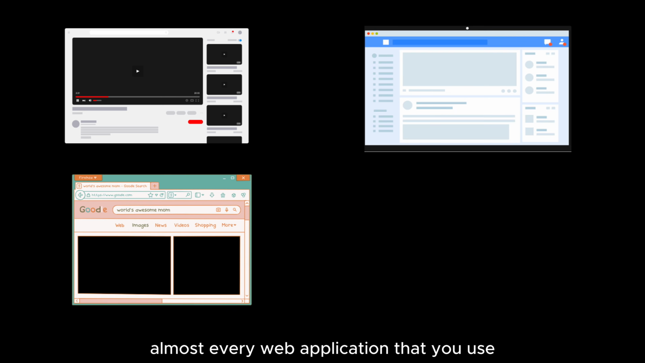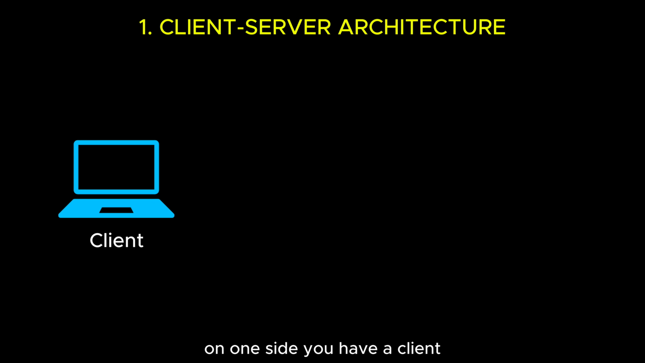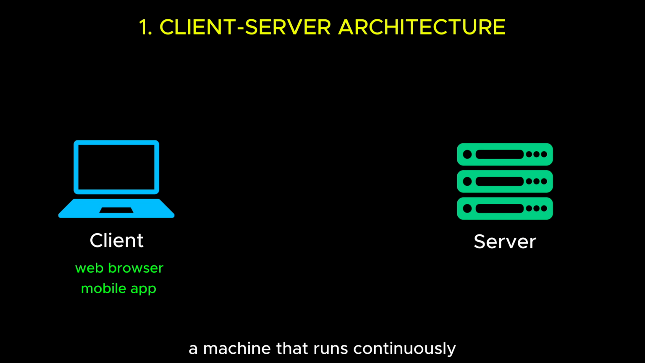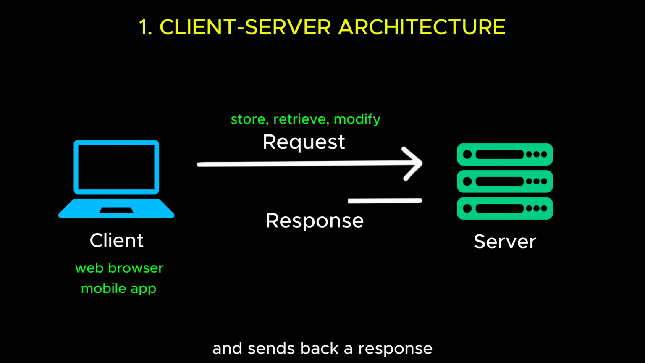Let's get started. Almost every web application that you use is built on this simple yet powerful concept called client-server architecture. Here is how it works. On one side, you have a client. This could be a web browser, a mobile app, or any other front-end application. And on the other side, you have a server, a machine that runs continuously, waiting to handle incoming requests. The client sends a request to store, retrieve, or modify data. The server receives the request, processes it, performs the necessary operations, and sends back a response.